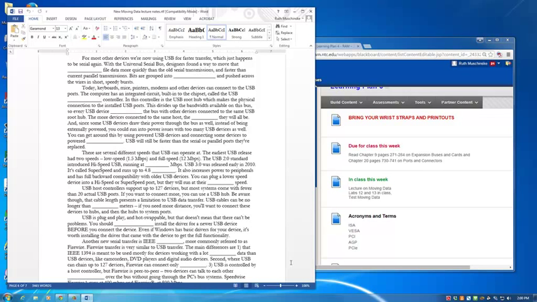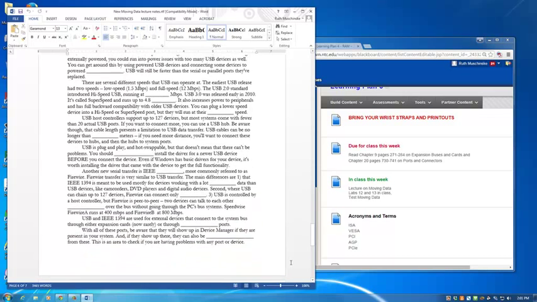Secondly, where USB can chain up to 127 devices, FireWire can only connect 63. And third, USB is controlled by a host controller, but FireWire is peer-to-peer. Two devices can talk to each other directly over the bus without going through the PC's bus systems. Speed-wise, FireWire A runs at 400 megabits per second and FireWire B at 800 megabits per second.